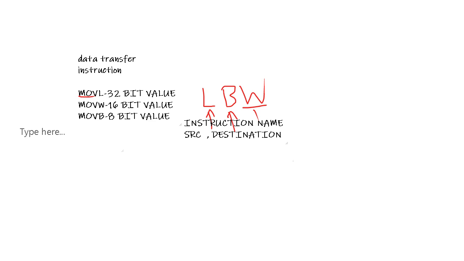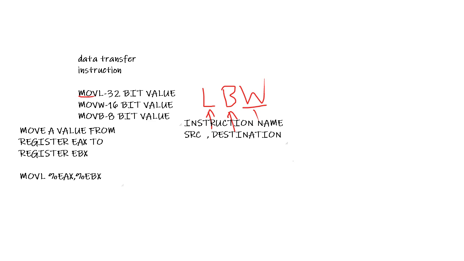So the meaning of this instruction is MOV, move. L stands for 32-bit. We are going to move a 32-bit value from EAX, because first is the source, to EBX, because next is the destination. So whatever the value in EAX is copied to EBX. This is the meaning. Now we'll discuss a few more instructions of this type.